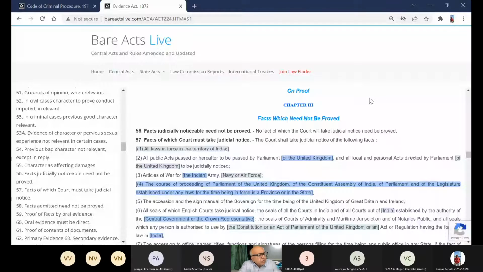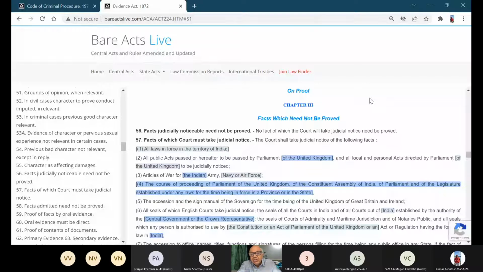Number 1, all laws in force in the territory of India. The Constitution of India has been adopted and written. It is the fountain of all laws. There is entry 7. There is a central list, state list, and concurrent list. The court will take judicial notice. The court will take notice that a particular law has been repealed. The court will take notice of the fact that various states have power to legislate certain laws and the laws have been enacted.